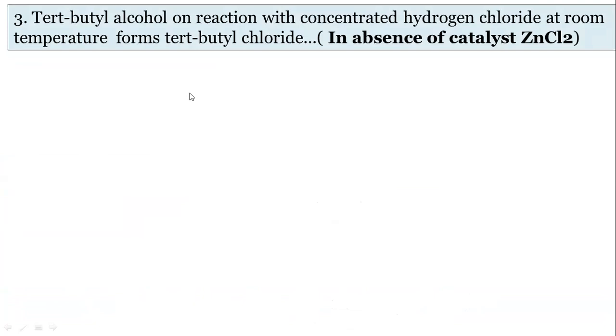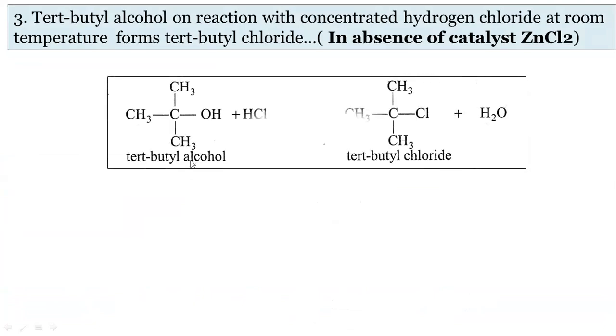Now this example is very important, because in case of tertiary alcohol with HCl, see on the arrow ZnCl2 is not written here. Only concentrated HCl reacts with tertiary alcohol and gives tertiary butyl chloride in absence of catalyst ZnCl2, because of the stability of the carbocation. Only tertiary alcohols react with concentrated HCl.